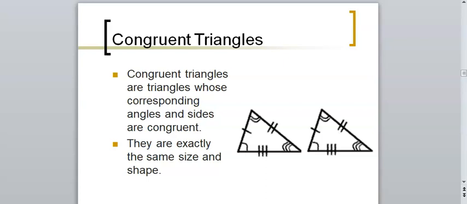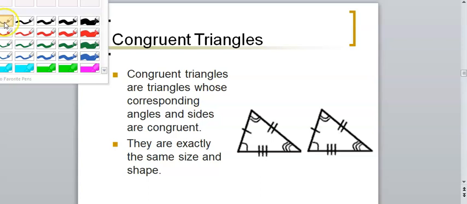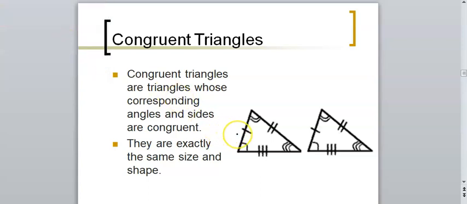So let's look at congruent triangle. From the word congruent, it means same. So congruent triangles are triangles with corresponding angles and sides. When the angles and sides are the same, we say they are congruent. For instance, if we have a situation as we have here, this side here is equal to this side here, right? They are of the same size.